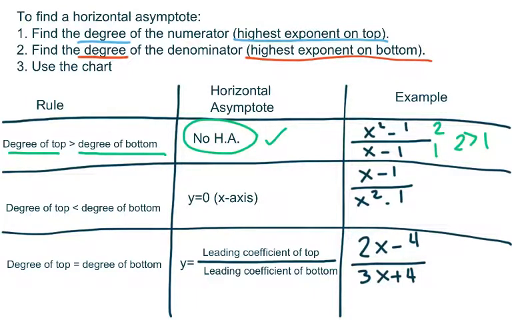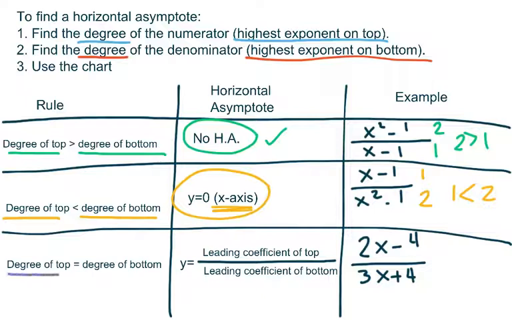Alright, the next case is if the degree of the top is less than the degree of the bottom, you'll have a horizontal asymptote at y equals 0, and in case you have forgotten, that's just your x-axis. So when you look at the example, the degree of the top is 1, the degree of the bottom is 2, 1 is less than 2, that's why you have a horizontal asymptote at y equals 0. And then the last case, let me get a different color, if the degree of the top is equal to the degree of the bottom, then what you do is it's going to look like a fraction.